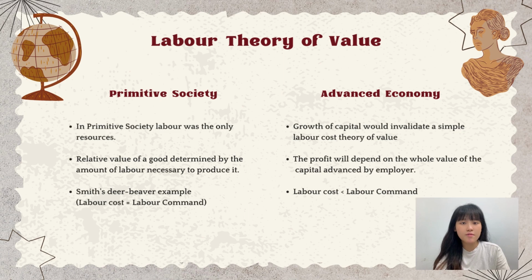However, due to the growth of capital, the real value of commodities can no longer be measured by the labor content in them, but they can still be measured by the quantity of labor which each of them can purchase or command. The quantity of labor that a commodity can buy will exceed the quantity of labor embodied in its production by the total profits and rent. Due to this, the labor cost is smaller than the labor command.